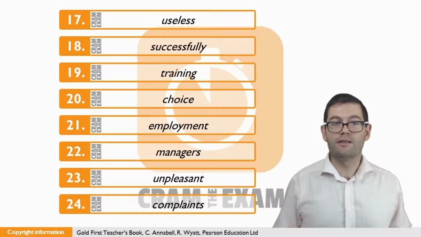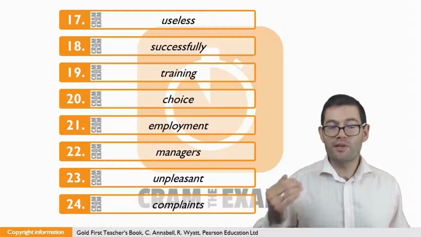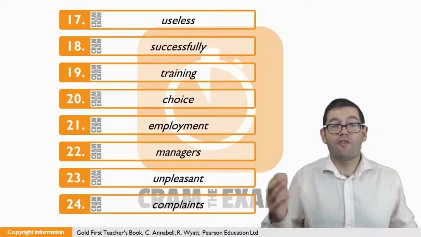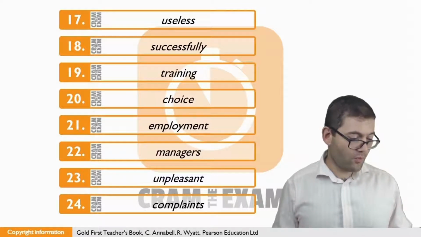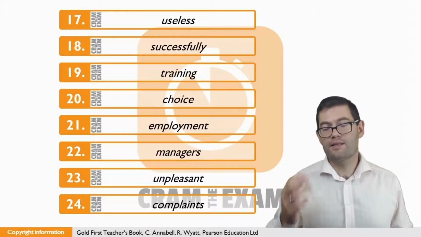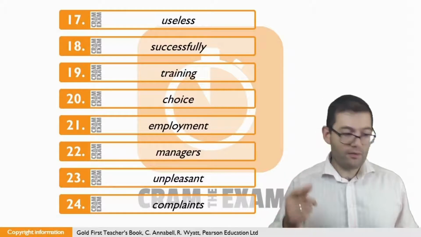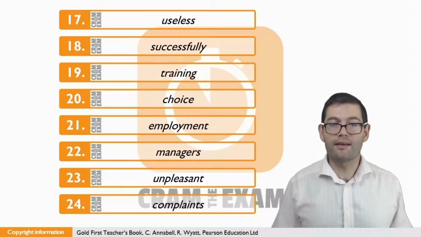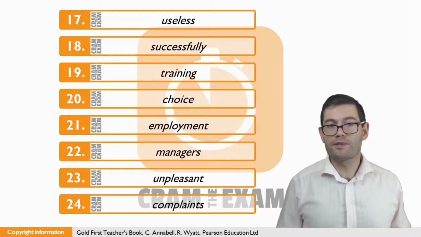For question 21, once again we've got an adjective, but we don't have the noun to which that adjective is modifying. Temporary what? Well, if we have a look at the stem word, we can see that the stem word is employ. So clearly we're not talking about people, we're talking rather about a state or a thing, so therefore the noun is employment.